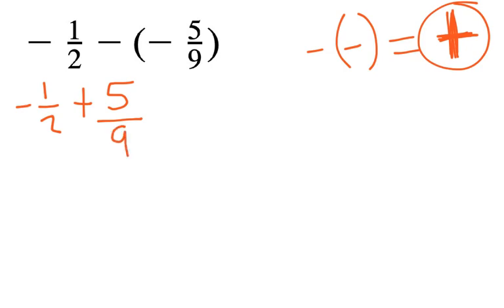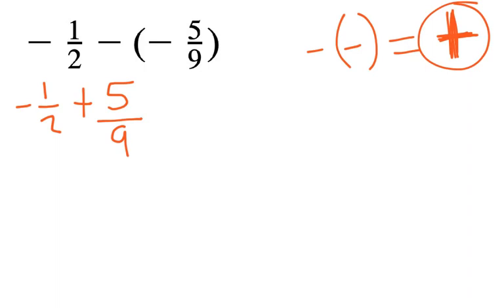Okay, so negative 1/2 plus 5/9. We've got some work to do, because I remember from last week when we were adding and subtracting fractions, we could not add or subtract them if they had different denominators. And these have different denominators. One denominator is 2 and one denominator is 9. So I need to figure out, how could I make these have the same denominators?